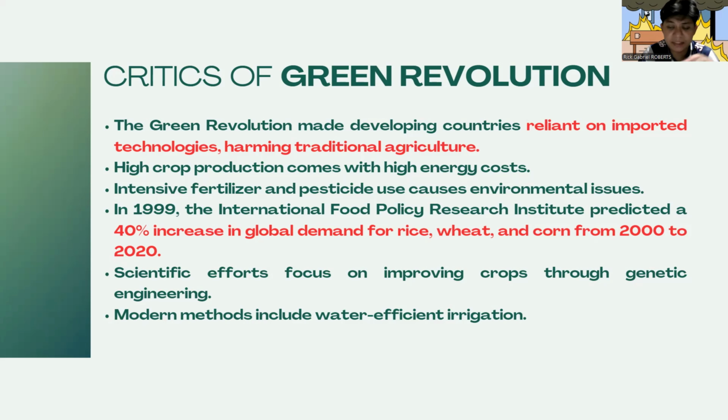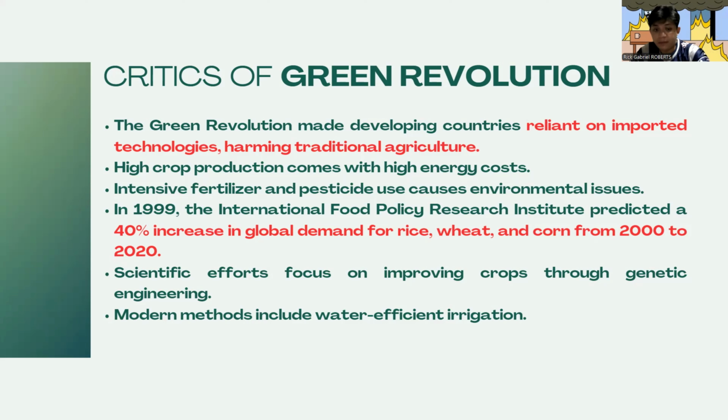High energy costs, number two. While high yield crops increased food production, they also required a lot of energy. Farmers needed fuel to run the tractors and machines, produce fertilizers, and pump water for irrigation. So this increased production costs and made farming more expensive. So even though it made farming easier, it also made farming more expensive.